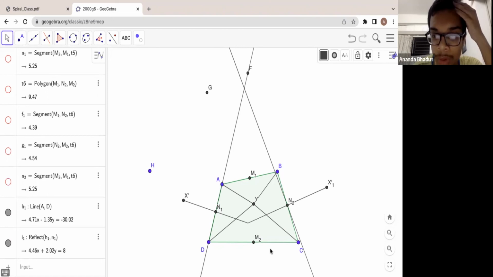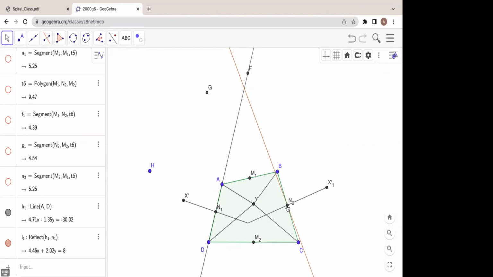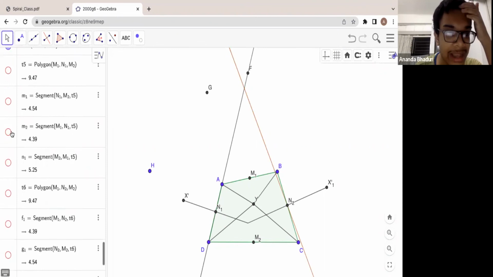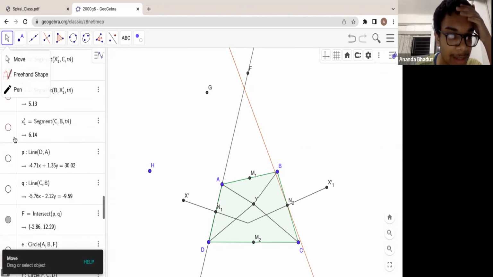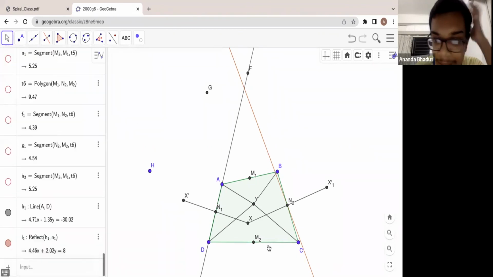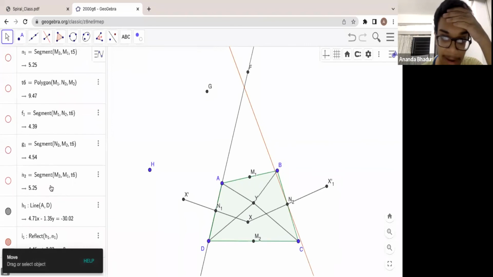Yeah. So basically, if we reflect AD in M1, M2, and that becomes, say, this red line, then that intersects BC at N2. And if we reflect N2 back in M1, M2, then these two points are reflections of each other. This one lies on AD, this one lies on BC. So we can then take the perpendiculars from N1 to AD and N2 to BC, and they intersect at X. So this is how we construct X.